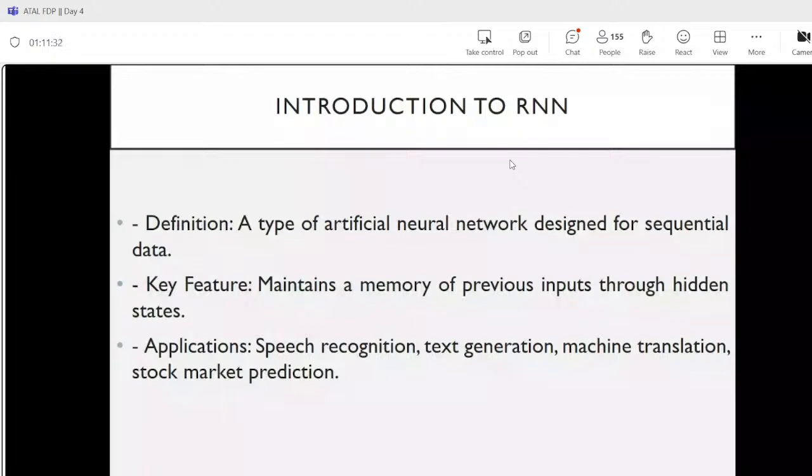Now, coming to the application part. As I said, it can be used for many different classifications like speech, text, machine translation, or stock market predictions, which means for all the applications I have mentioned here, we should know the past input. Then only can I compare with the present value so that I can get the desired output.